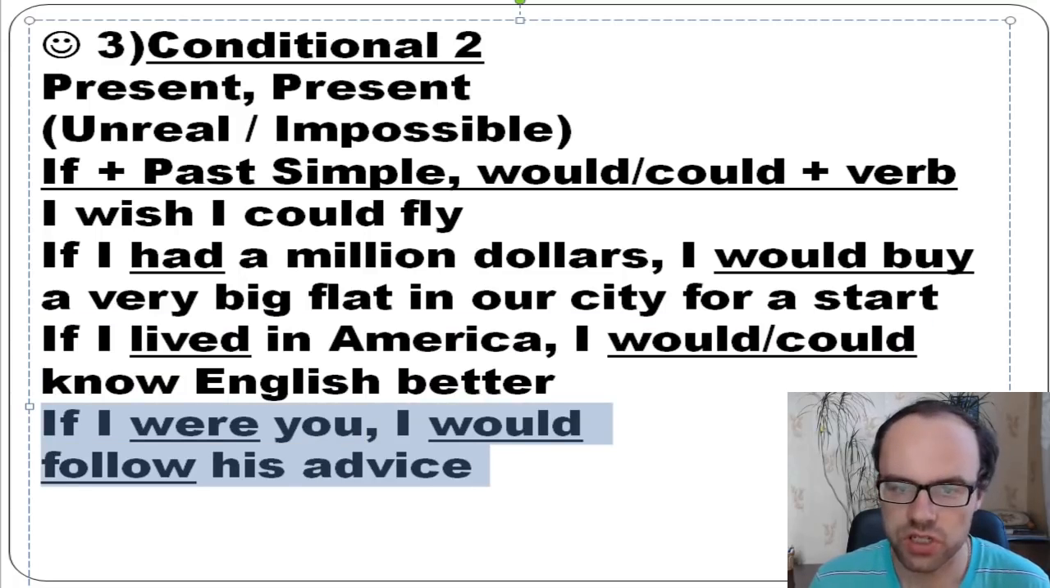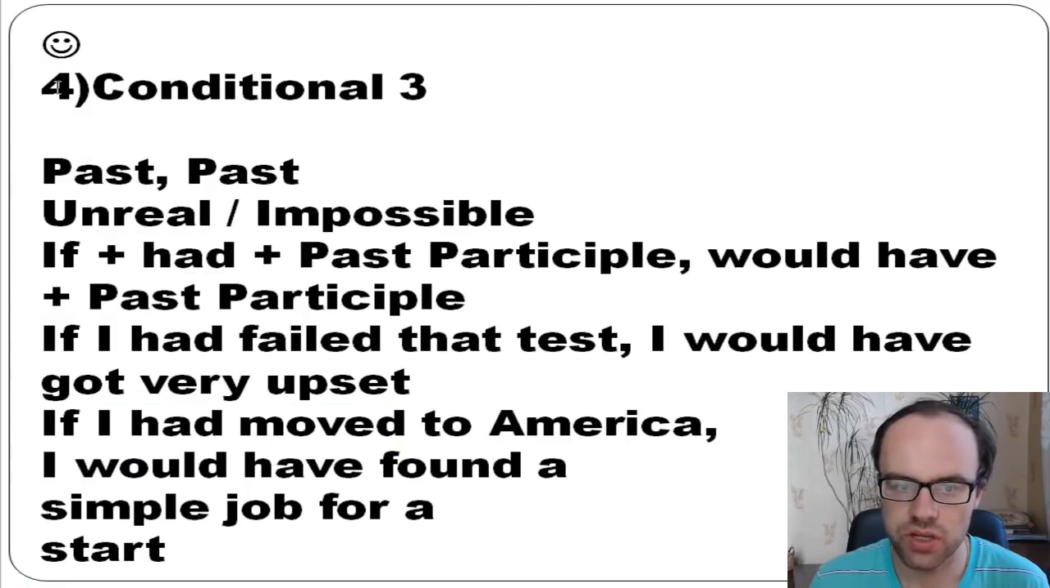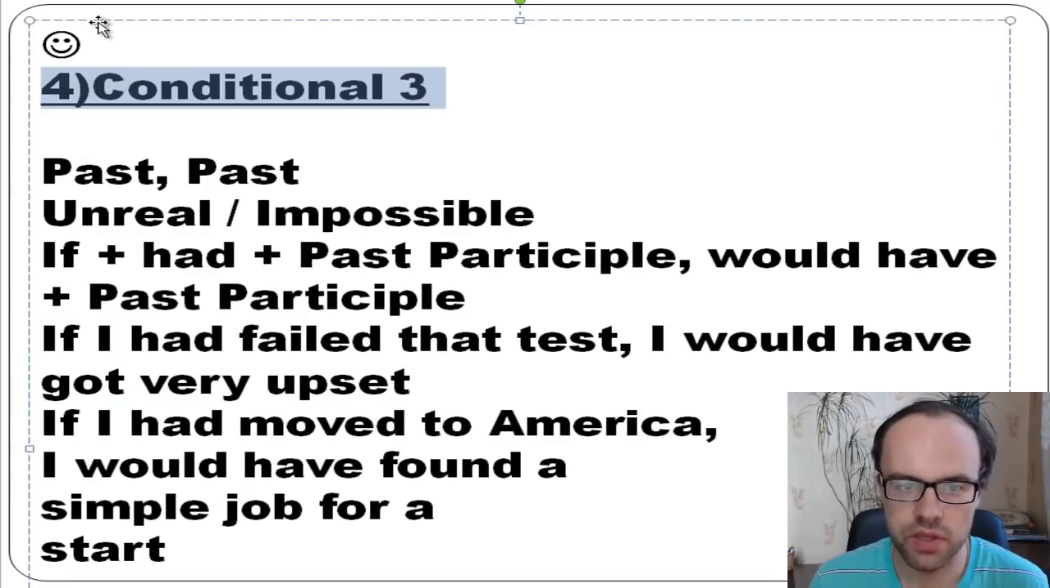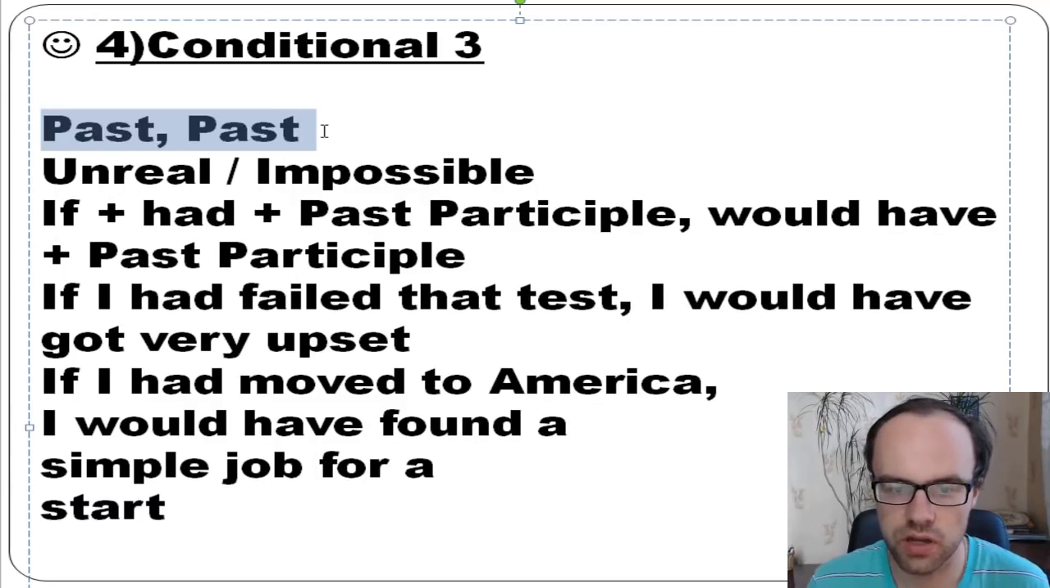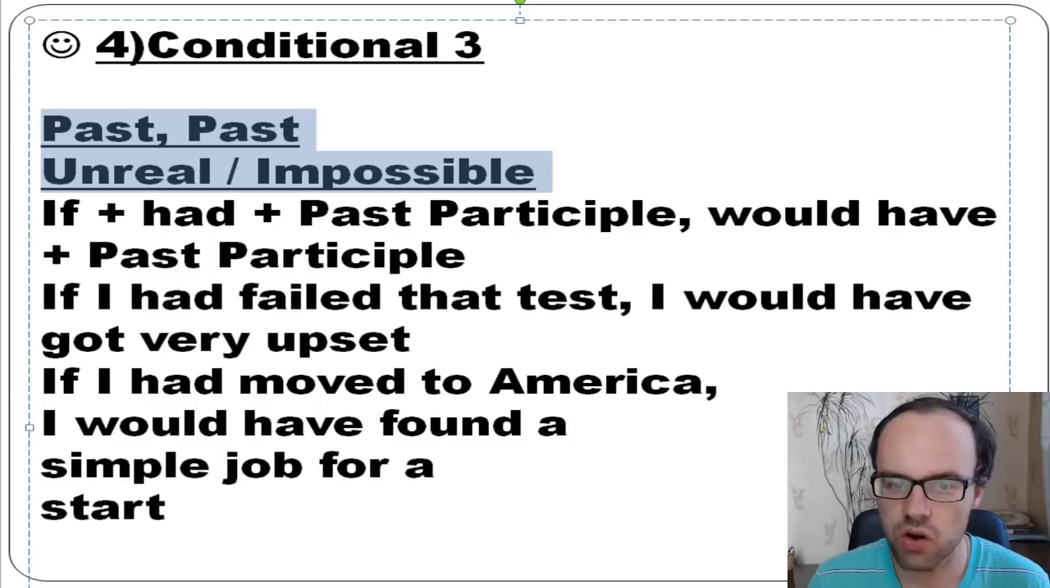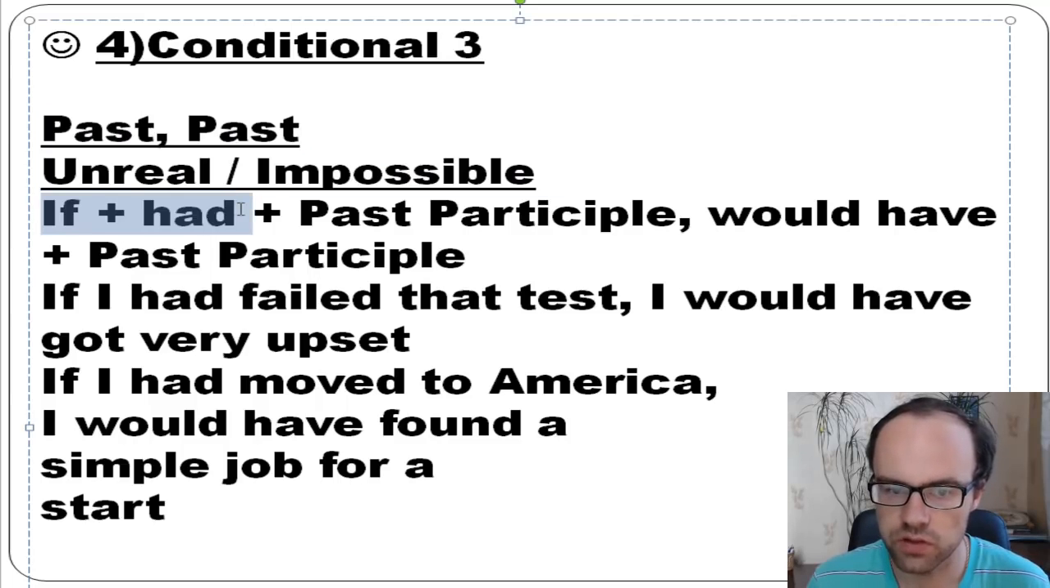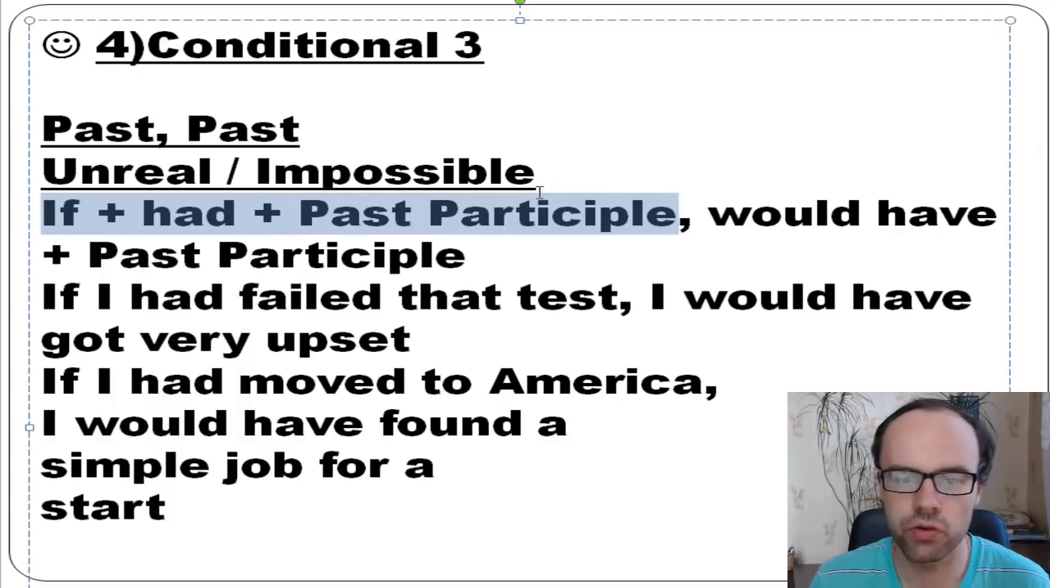Okay, the third conditional, okay? So it's about the past. We talk about the past in both parts of the sentence, in the first one and in the second one, but it's about unreal things, something impossible, okay? And how do we form it? Look, if plus had plus past participle, or the third form.